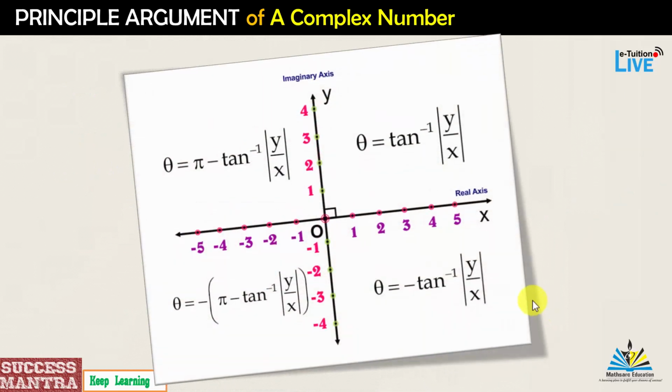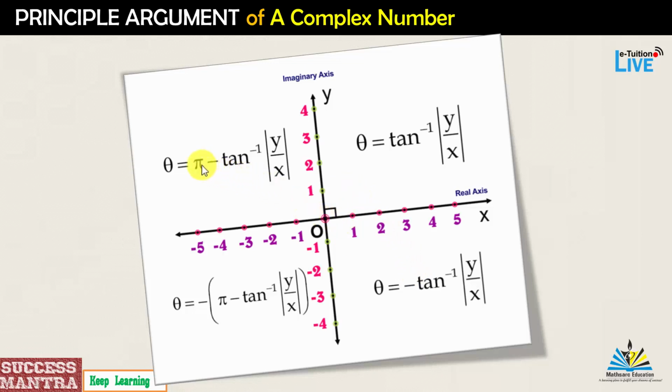So here you can observe the clear picture of the principal argument and their calculation. In the first quadrant, the principal argument is calculated as tan inverse mod y upon x, and in the fourth quadrant it is the negative of this. You can observe here, this is, let's say, z1 vector and this is z2 vector, and if this is theta, then this must be minus theta.